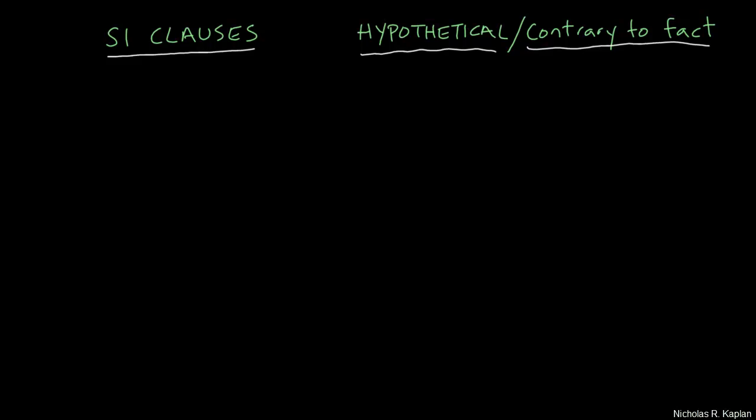And today what we're going to look at are past si clauses. So hypothetical, contrary to fact things that happened or may have happened or could have happened in the past. Well, what does it look like? Let's start with a formula.